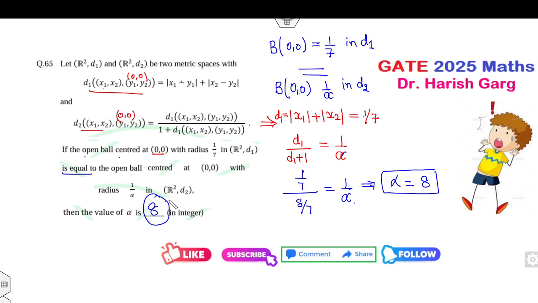So you can see it's very simple. It's a simple open ball whose radius is 1/7 in the D1 metric. This is the D2 metric. So the value of this metric is given as a 1/7 radius, and you can get the answer 8 as the right answer.